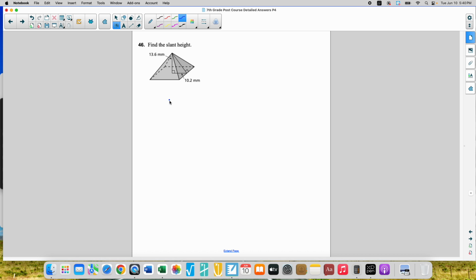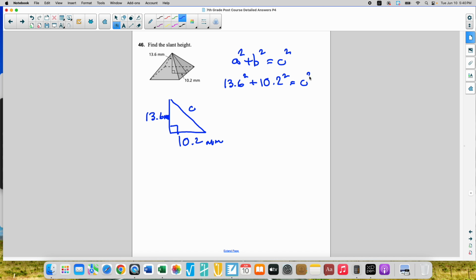And so if we have this right triangle here, we have a base of 10.2 millimeters. We have a height. This is the slant height. This is the interior height, or the height of the object, which is 13.6 millimeters. And we want to find the hypotenuse, or c. So remember, a squared plus b squared equals c squared. So we'll say 13.6 squared plus 10.2 squared equals c squared.